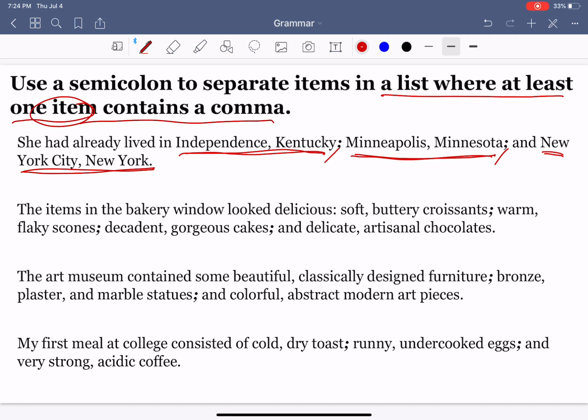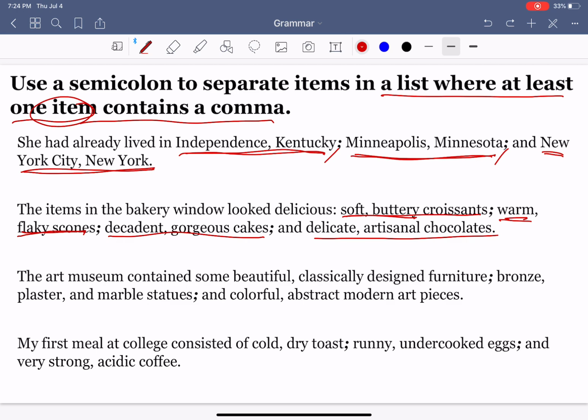The next one is another example. The items in the bakery window look delicious. Soft, buttery croissants; warm, flaky scones; decadent, gorgeous cakes; and delicate, artisanal chocolates. So the items in this list are basically desserts, and the item includes a description of the dessert. So it's soft and buttery croissants, warm and flaky scones. So it just happens to be that the items have commas in them. You use the comma because they're descriptive adjectives without an and in the middle, so you separate them with a comma.